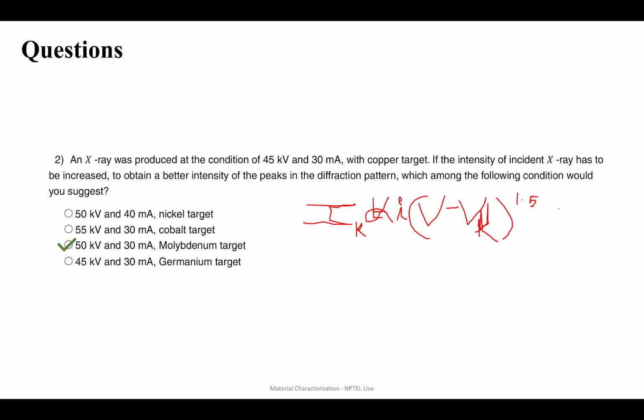So this is the formula for calculating intensity of characteristic wavelength. I_K is your intensity of characteristic wavelength, which is proportional to your beam current times (V minus V_K) to the power 1.5. Your V_K is your critical voltage for getting that characteristic wavelength. Since molybdenum requires higher energy for the critical wavelength, its critical energy is higher, so V minus V_K will be lower for molybdenum, and hence it will have the lowest intensity of characteristic wavelength.